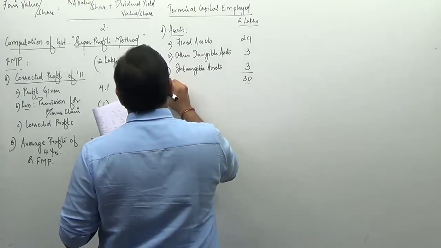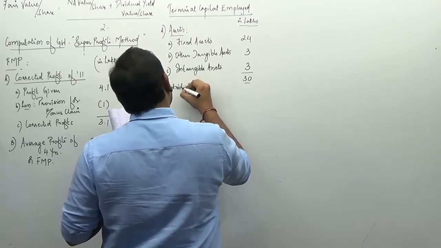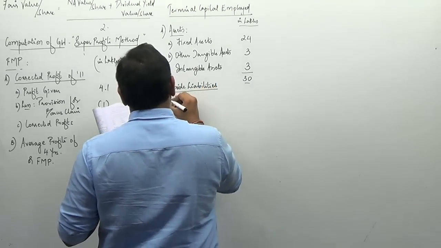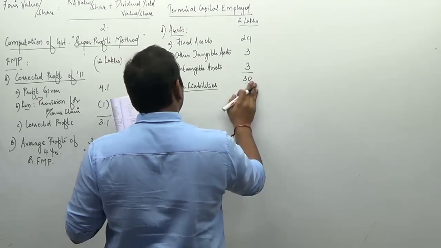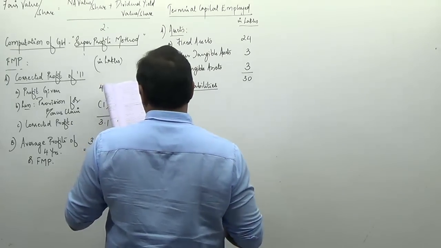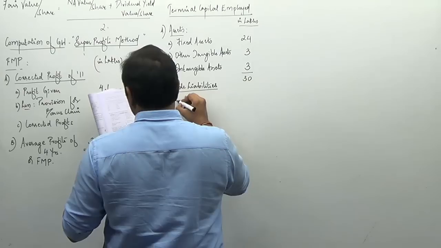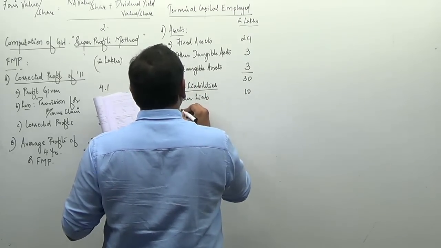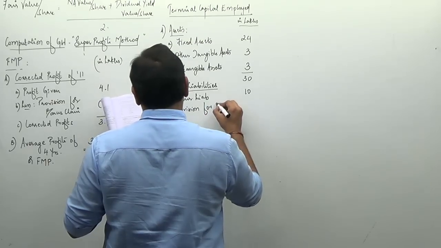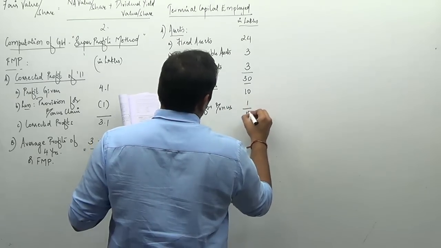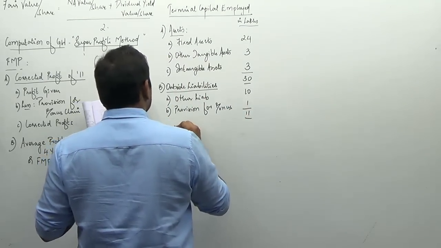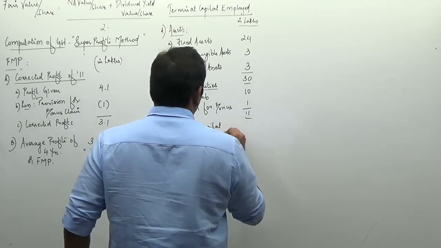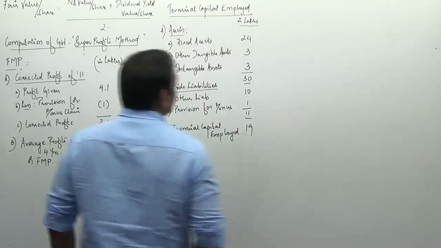Next, deduct outside liabilities from this. First one, oh, there's only one. Outside liability, is there any settlement value given? No. One second guys, there are two things. First one is other liabilities of 10. And now we have created one more outside liability, that is provision for bonus. Bonus claim is 1. Total 11. So my closing capital employed or terminal capital employed is 30 minus 11, A minus B, 19.